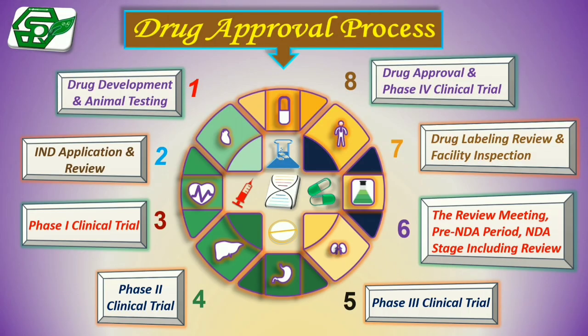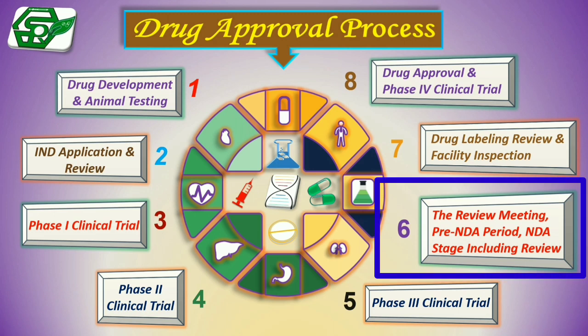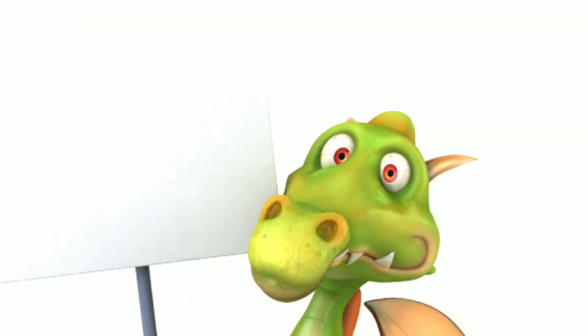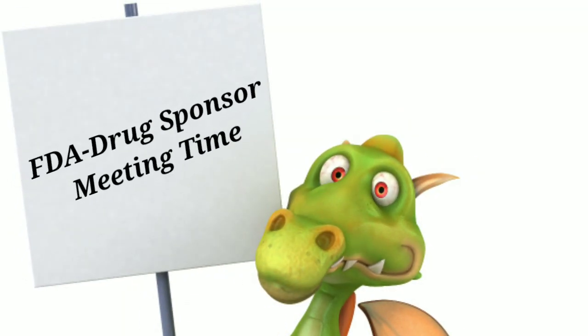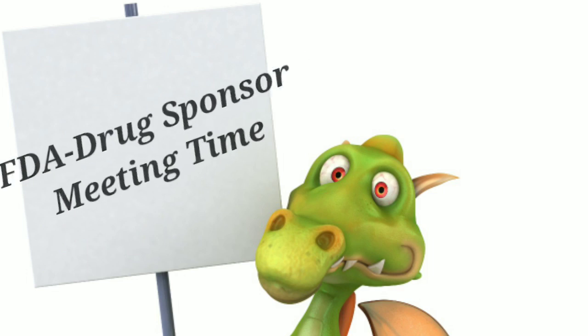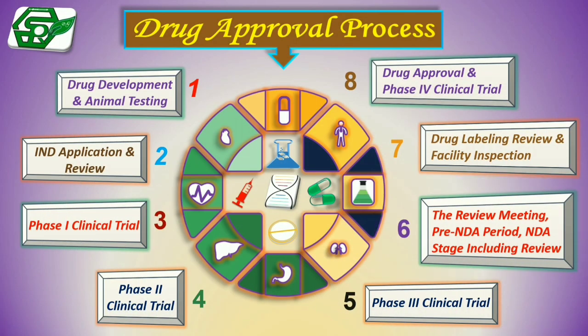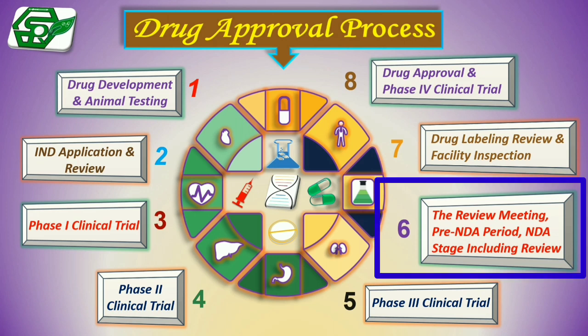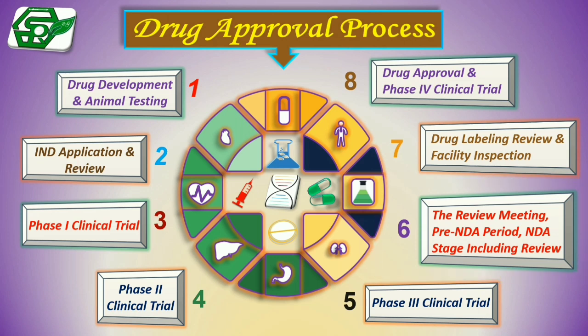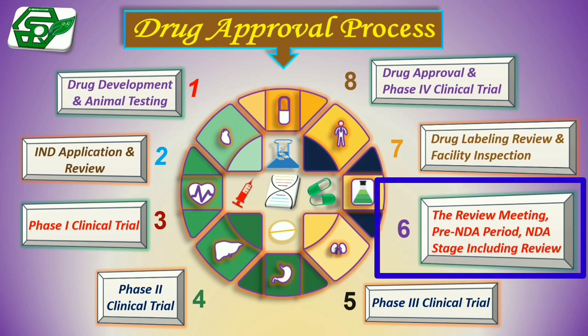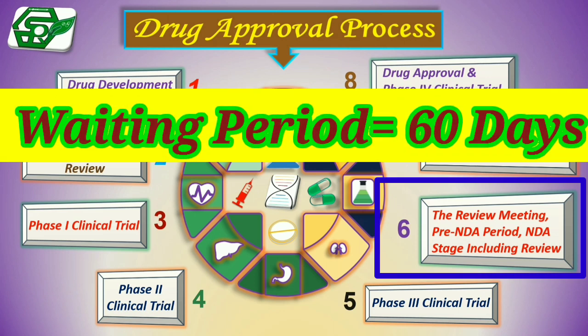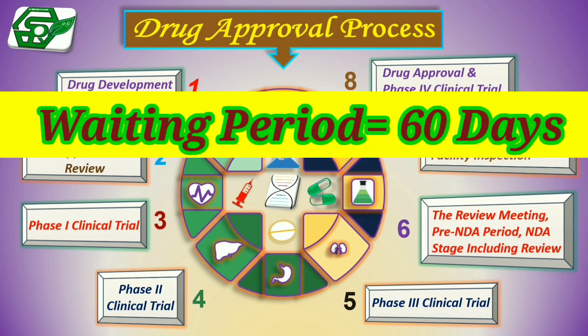Next important step is the review meeting, pre-NDA period, and NDA stage including review. It is a common time for the FDA and drug sponsors to meet. Pre-NDA period and NDA stage including review part involves formal step of asking the FDA to consider a drug for the marketing approval. The waiting period is 60 days in this case.